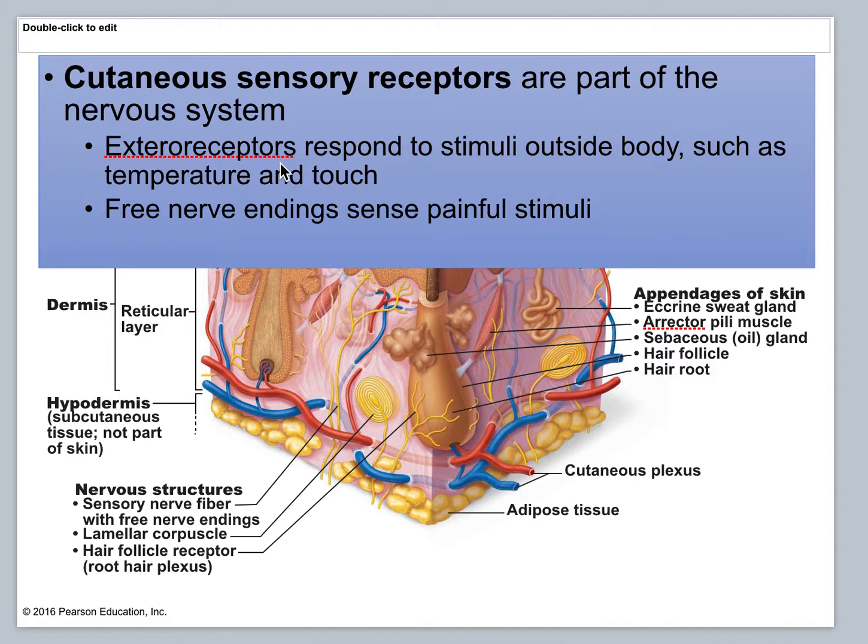Pain can be detected by free nerve endings. So there are many nerve endings. Free nerve endings detect pain. These lamellar corpuscles or Pacinian corpuscles like this detect pressure.